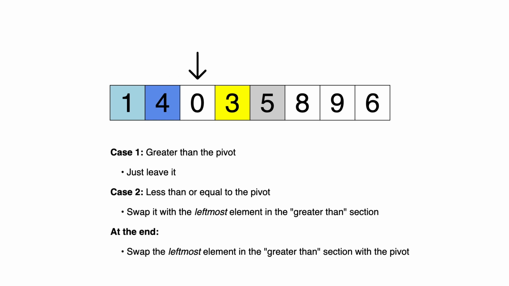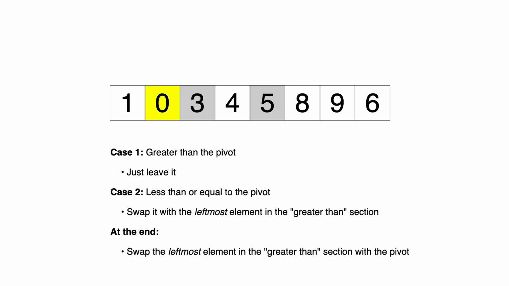Next is 0, which is less than 3. Now we do need to swap. There's only one element that is greater than 3, so we can just swap these two to put them in the correct positions. Now we're done with the comparisons, and we'll just do the final swap with 4 and the pivot. The pivot, 3, is now in the correct spot, and we call QuickSort again on the left subarray.